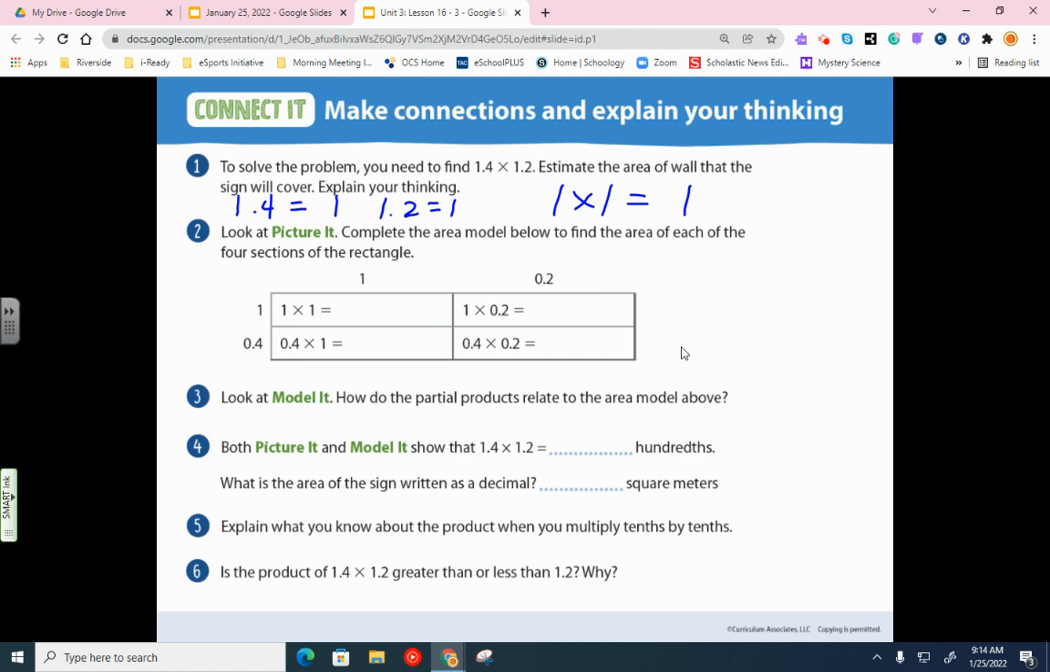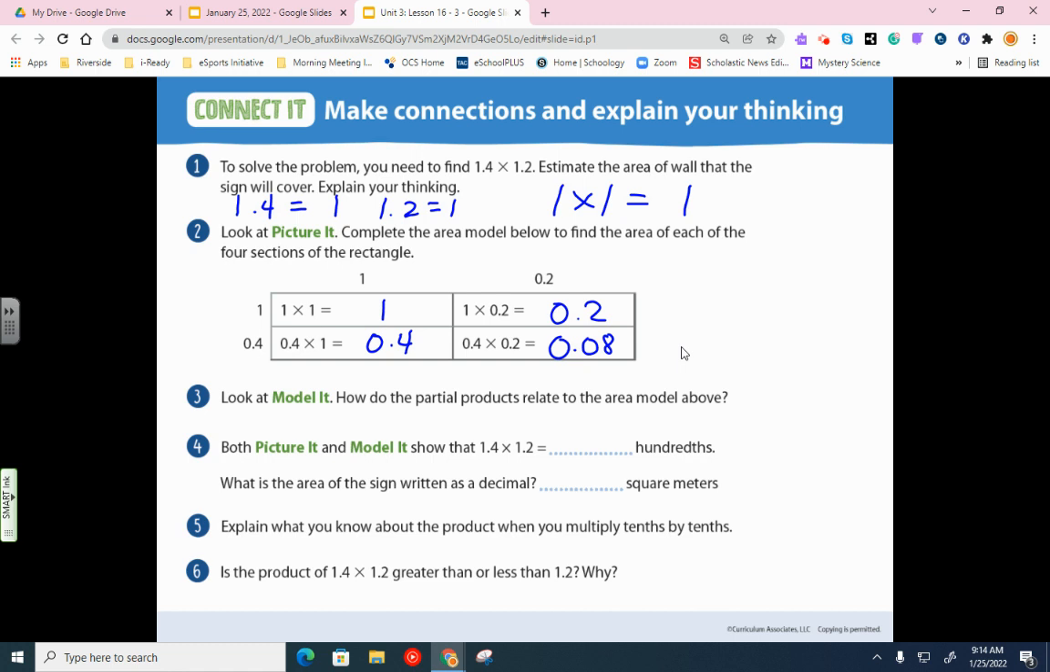The area model, let's see what we would have gotten if we did the area model way. We would have gotten 1, we would have gotten 2/10, we would have gotten 4/10, and we would have gotten 8/100 here. And if we added all those up together, of course, we would get our 1 68/100.